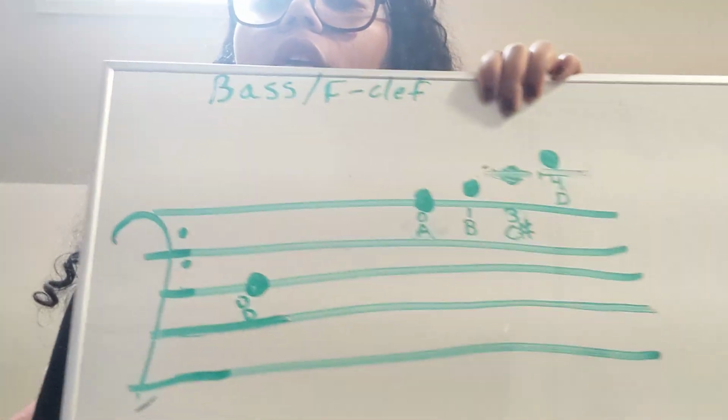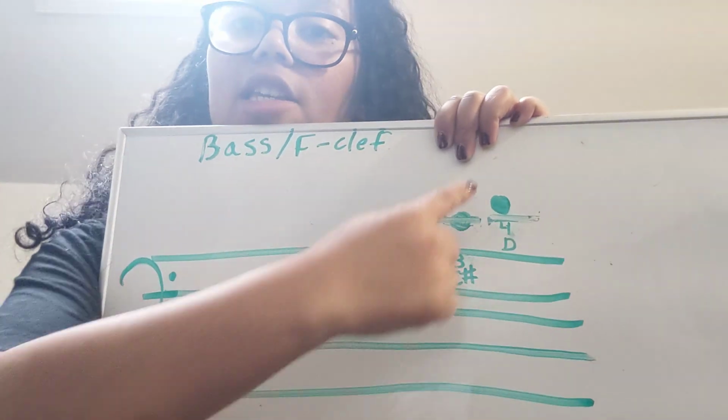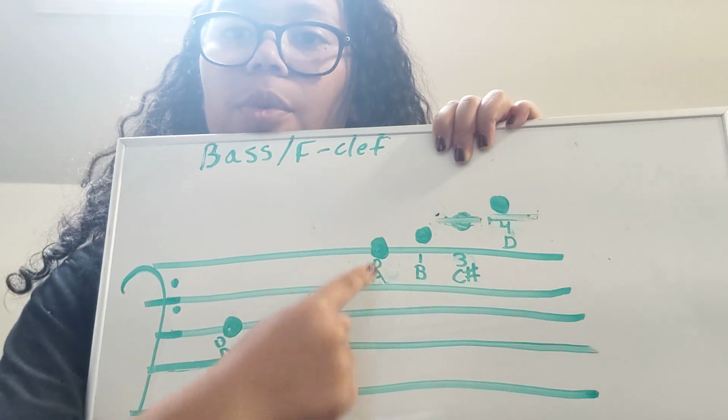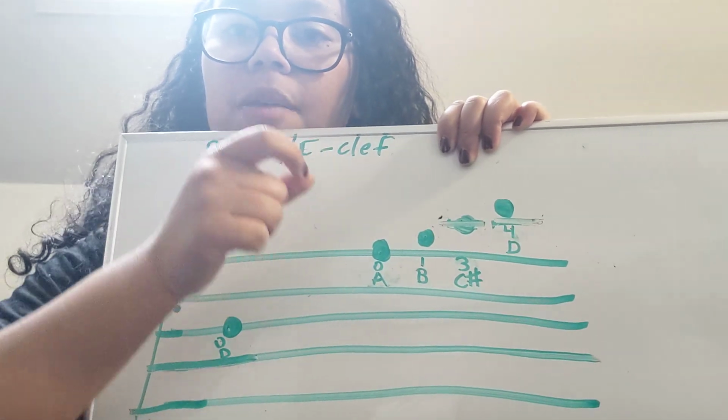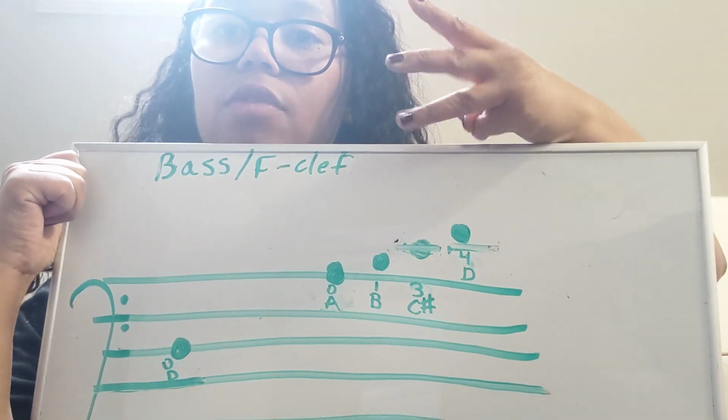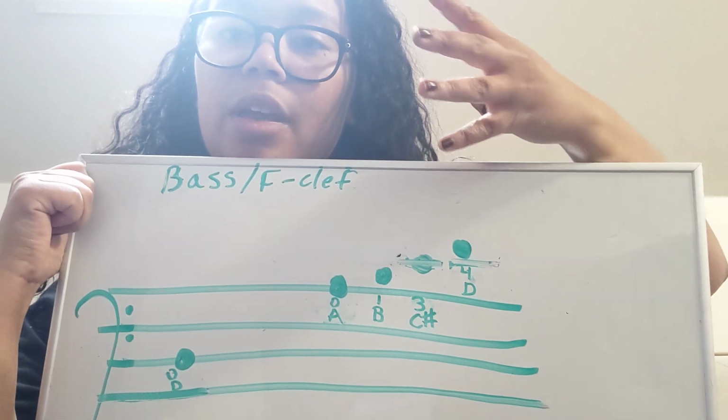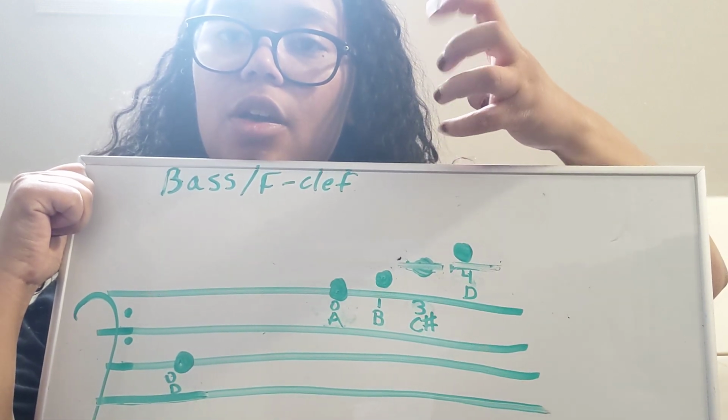Alrighty, so these are all of our notes on the A string. Okay, open A, first finger B, and then second and third finger down for the note C sharp, and fourth finger D on the A string.